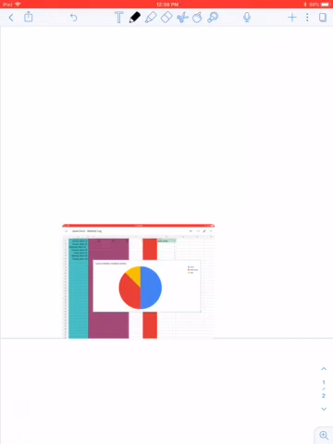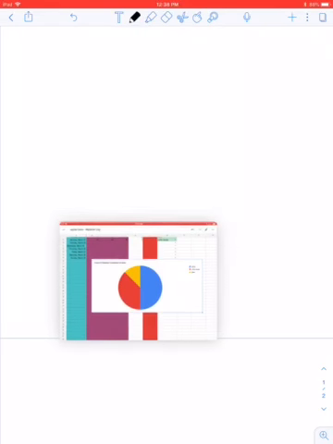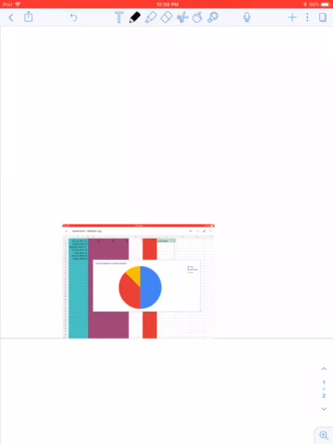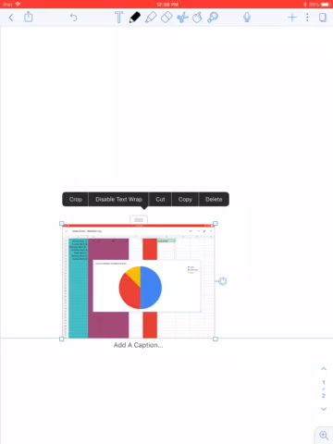Okay, I'll do that with this one. So again, I'm just touching the graph. I'm holding down. A little finicky. There we go. Crop. Gonna crop this. Now your graphs are gonna look different than mine.